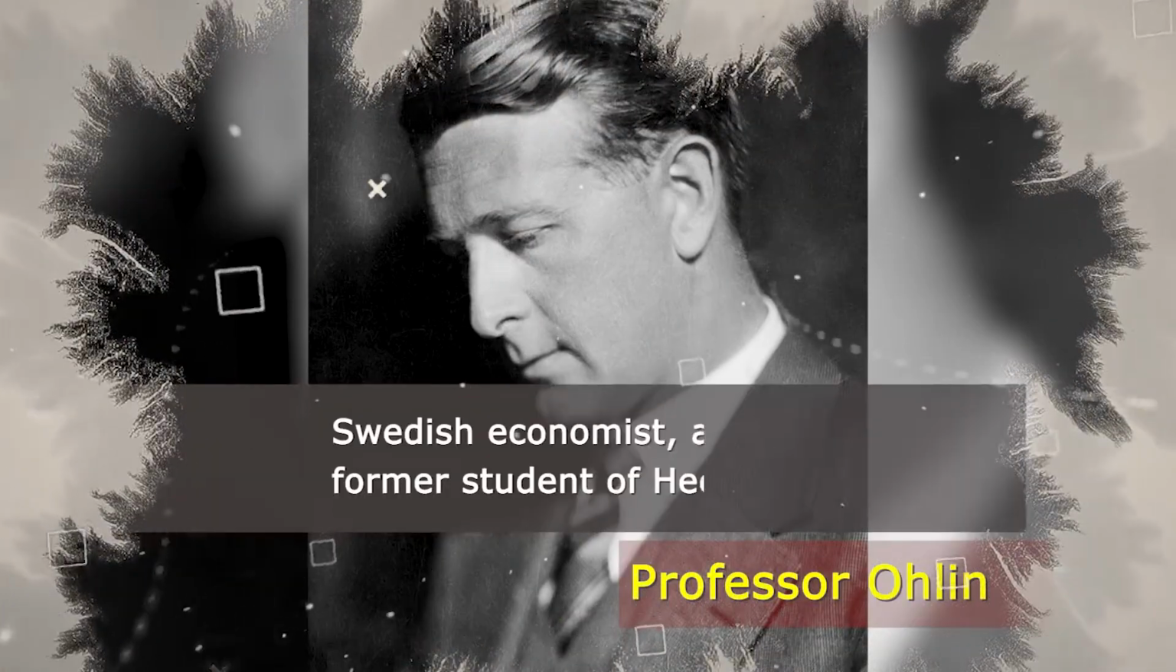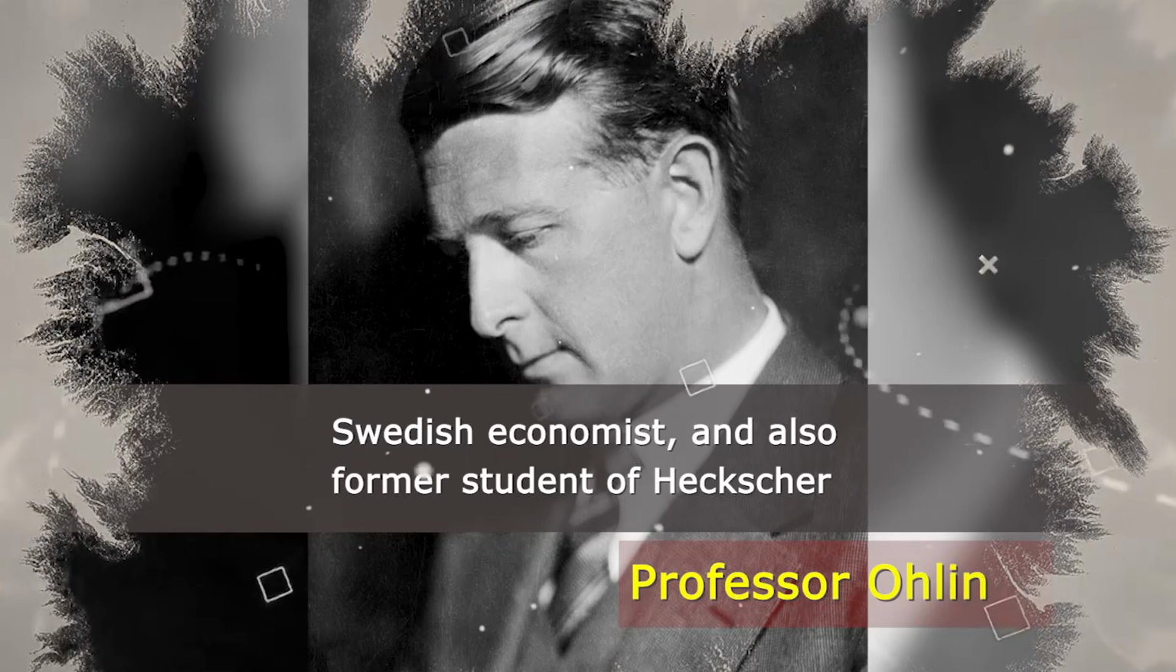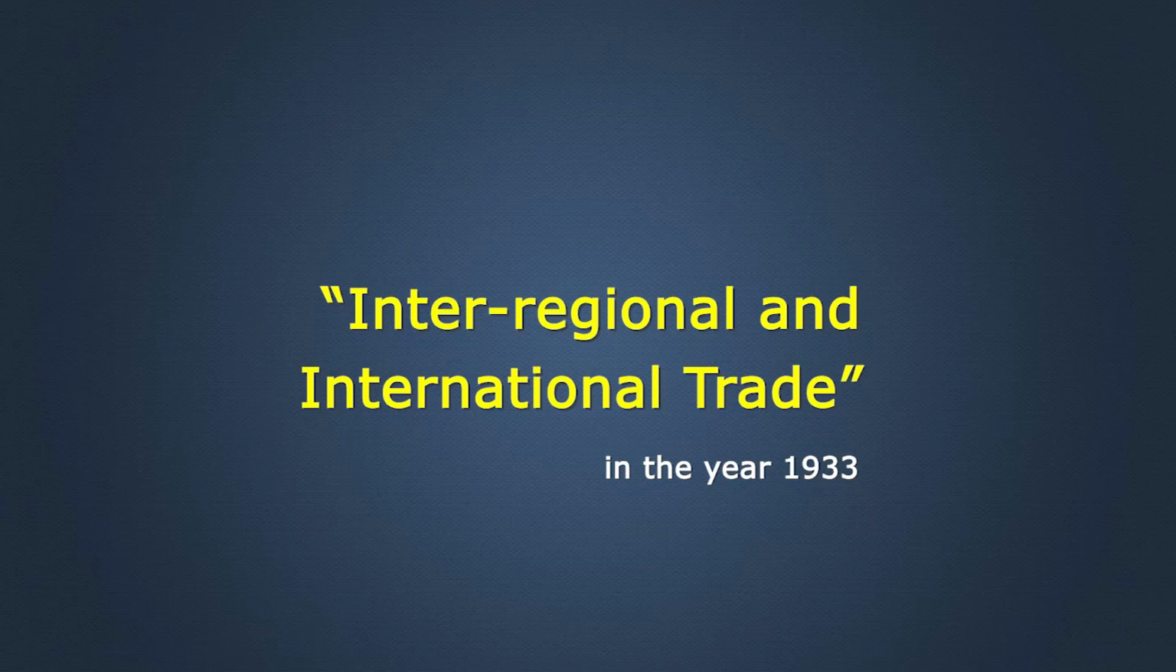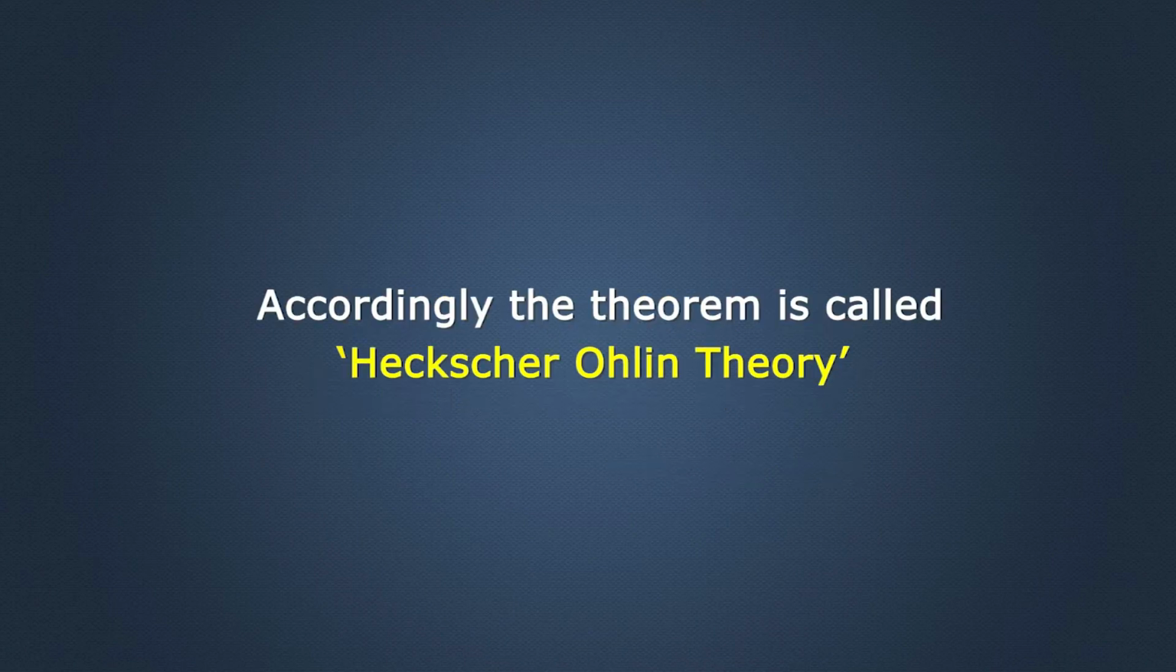After that, Professor Ohlin, another Swedish economist and also former student of Heckscher, picked up the article of Heckscher, worked on it, and clarified the matter in his famous book titled Inter-Regional and International Trade in the year 1933. Accordingly, the theorem is called Heckscher-Ohlin theorem.